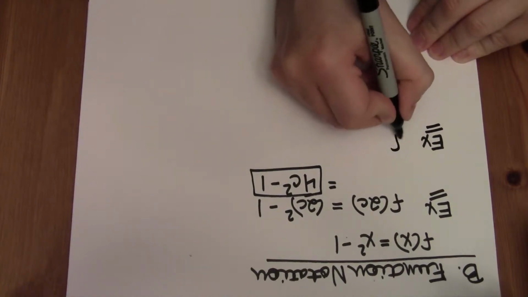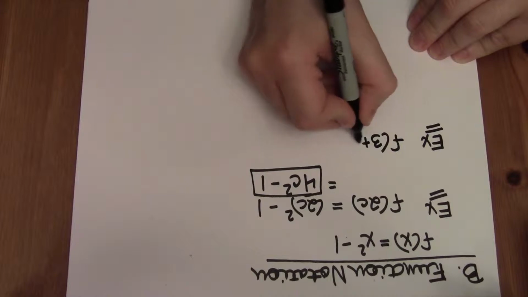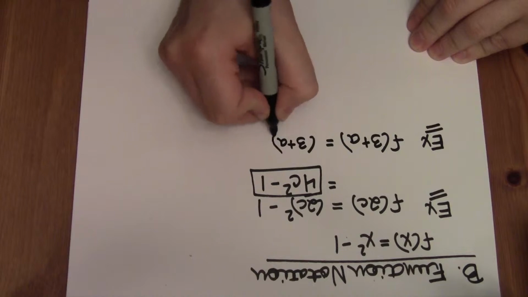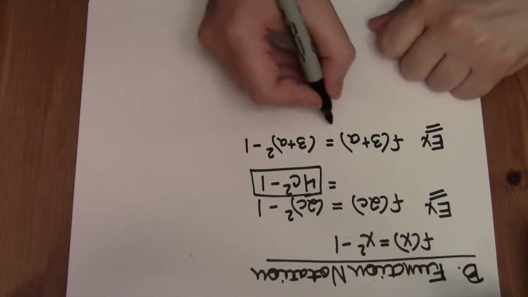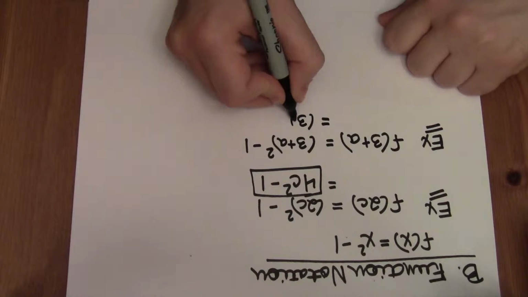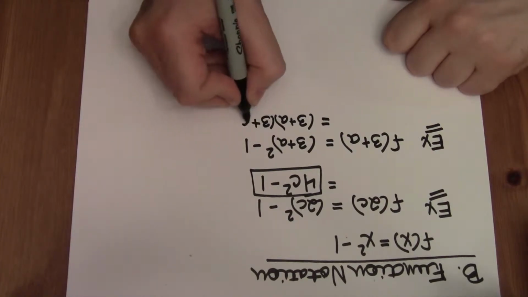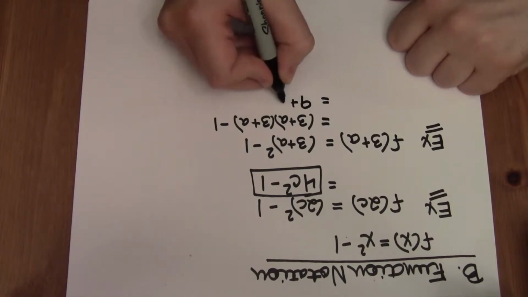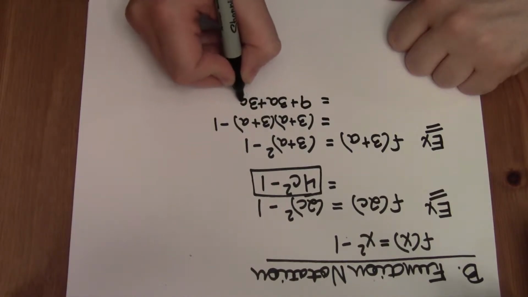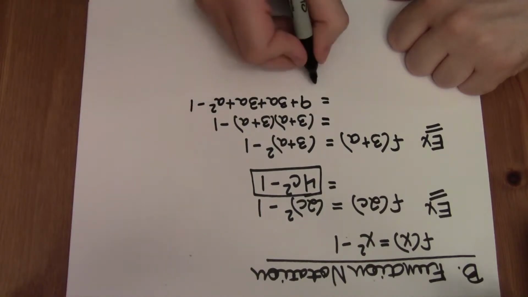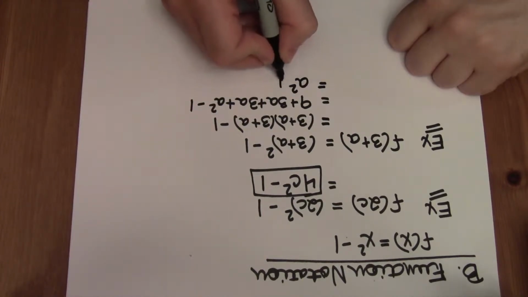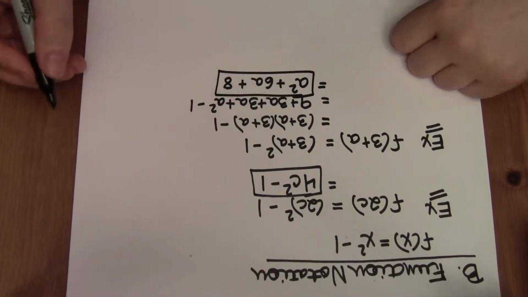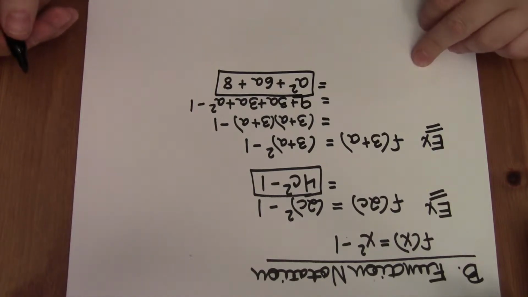Next, I'm going to use the same function, and I want to find f of 3 plus a. Well, this is going to equal 3 plus a in parentheses squared minus 1. Remember that to square a sum or a difference, you need to write it out twice and do your multiplication. So 3 plus a times 3 plus a minus 1. This gives me 9 plus 3a plus a squared minus 1. And combining like terms, I get a squared plus 6a plus 8. So f of 3 plus a equals a squared plus 6a plus 8.